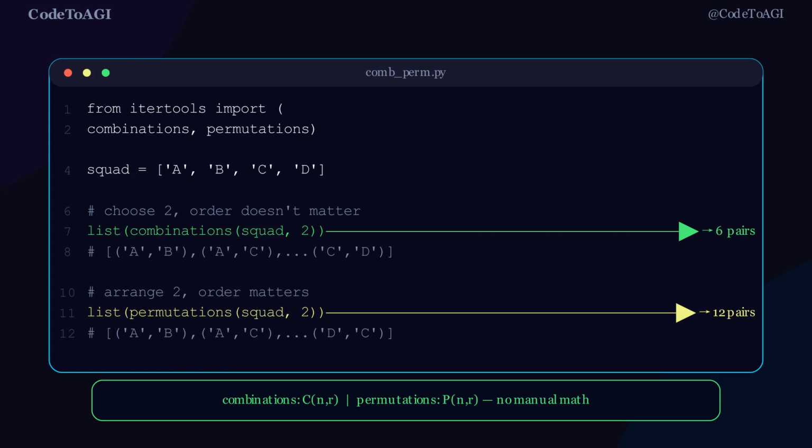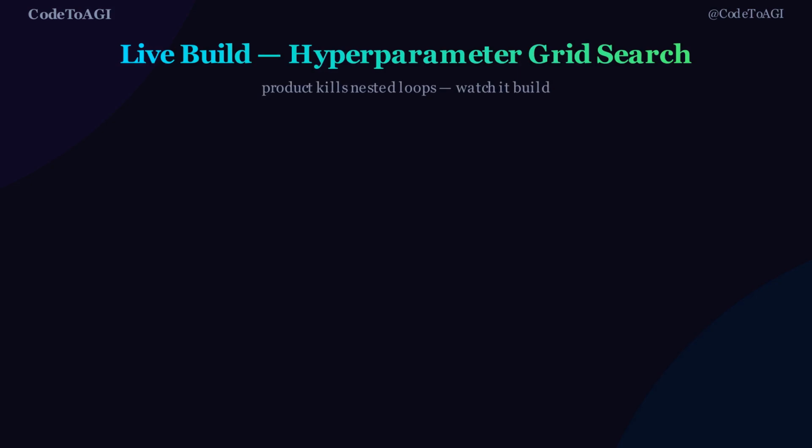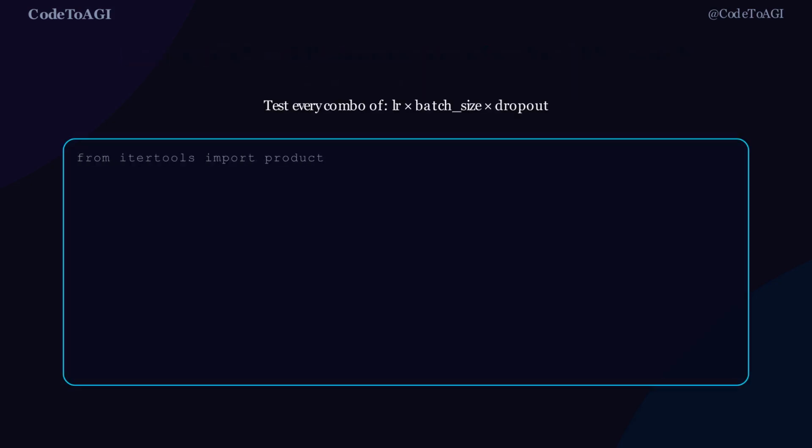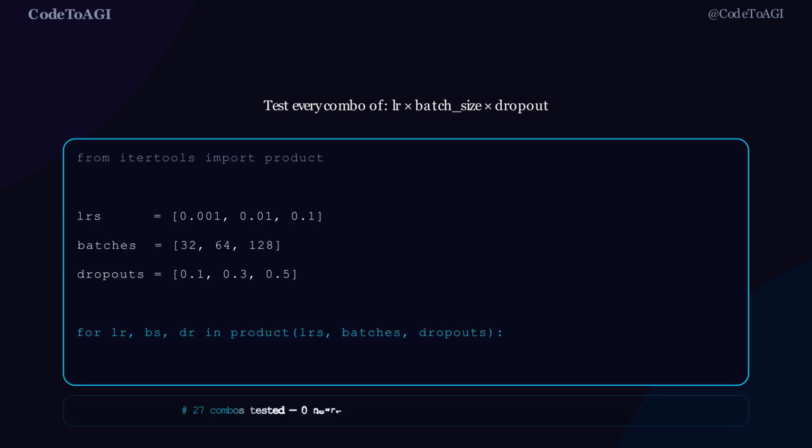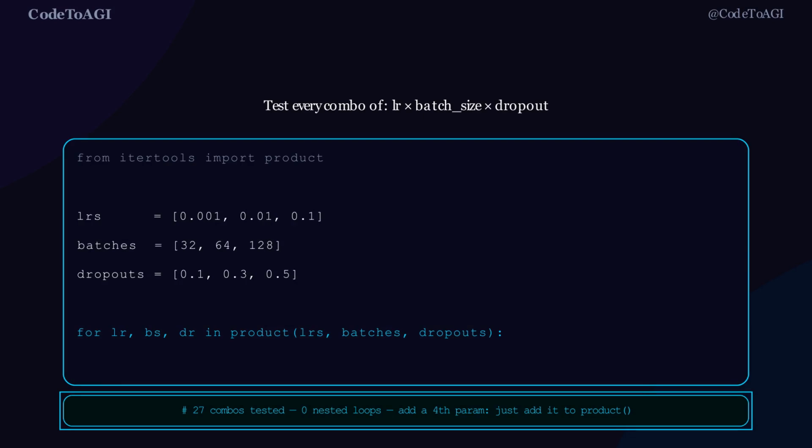No index arithmetic. Let's build something live. A grid search, testing every combo of hyperparameters, learning rates and batch sizes. The nested loop version: 2 for loops. Now watch the product version. Product of learning rates and batch sizes. 1 loop, same output. Add a 3rd parameter, just add it to product. No extra nesting. No indentation creep.